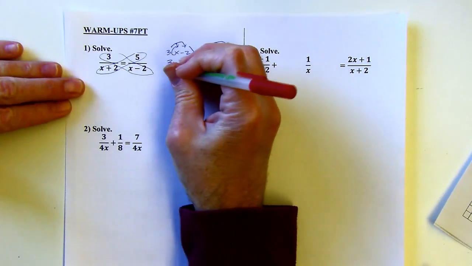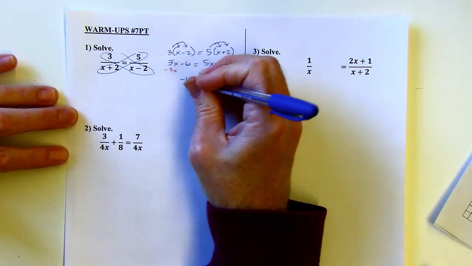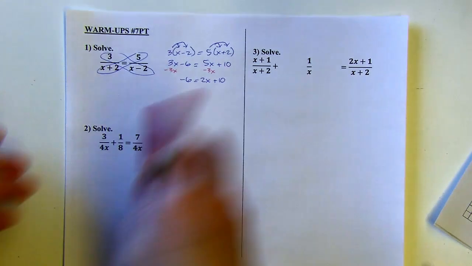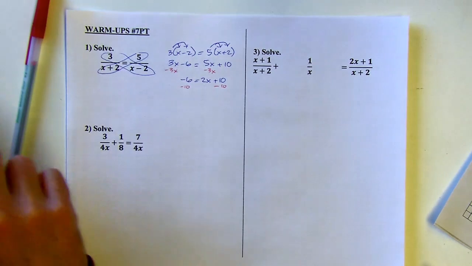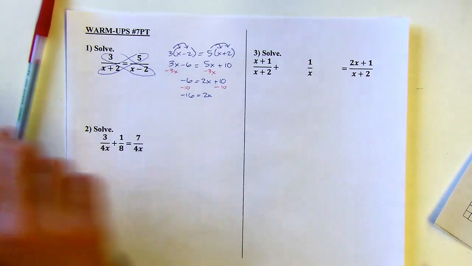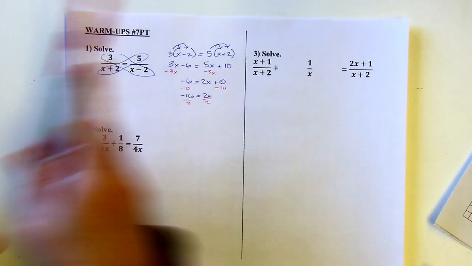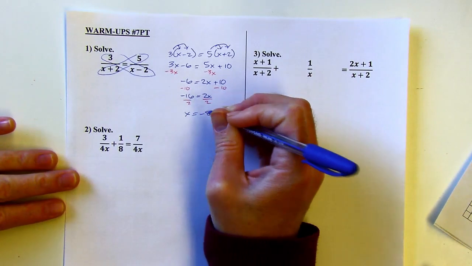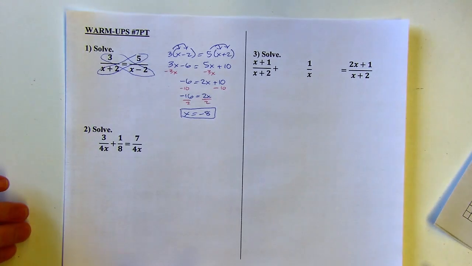So let's subtract 3x here. Subtract 10. And divide by 2, and x is going to equal negative 8. Okay. All right. Next up.